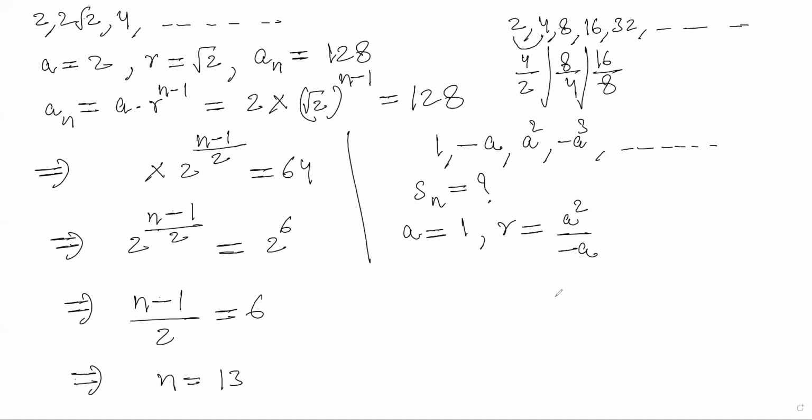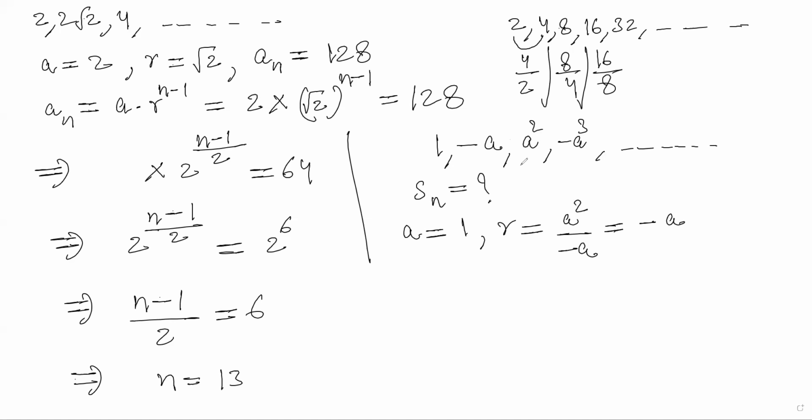Correct? Yes, sir. So what should be the common ratio now? If a squared is divided by minus a? Minus a. Yes. Now think about it. If you multiply minus a with 1, you will get minus a. If you again multiply minus a with minus a, this will become a square. And similarly, if you again multiply with minus a, then it will become minus a cube.